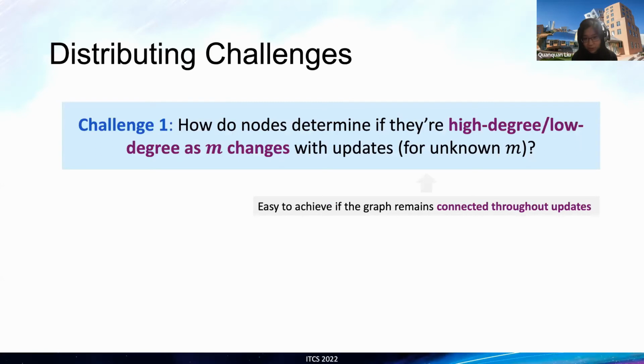There are two main challenges we need to solve in distributing the Gupta and Khan algorithm. First of all, we need to determine the high degree and low degree nodes as m changes and when the graph may be disconnected. When the graph is disconnected, as I mentioned before, nodes have no way to find out the number of edges in the graph because they cannot communicate across disconnected components. This is in contrast to the case when the graph is connected throughout all updates. In that case, the nodes can find out the number of edges in the graph through a broadcast to the entire network. However, this assumption is not quite realistic for real-world networks.